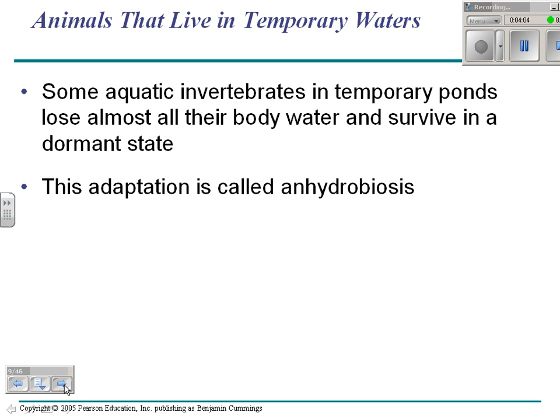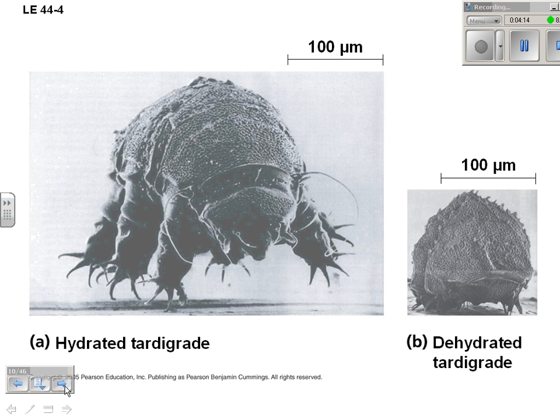And then there's a pretty cool thing called anhydrobiosis, where some invertebrates live in temporary ponds. They can survive, sorry, that didn't show up, they can dehydrate. And then when water shows up again, they rehydrate. Pretty cool concept, and then they're just fine. It's called a tardigrade. It looks pretty cool, doesn't it? I think those things are awesome.